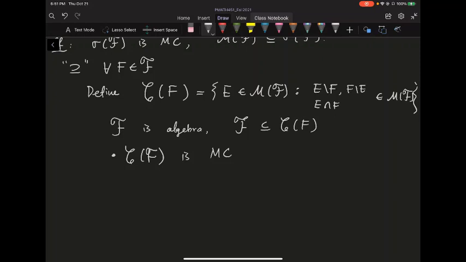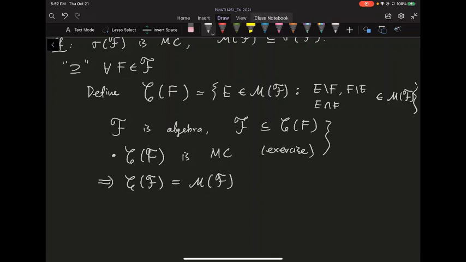You take a bunch of things in C of F. You only need to check it's closed under increasing chains and decreasing chains, and you can just follow the definition. This is something I'm not going to prove, so I'll say it's an exercise. It's really technical. But based on these two facts, we have another monotone class, which is a subset of M of F and contains F. Because M of F is the smallest, and now I have a smaller one, we know C of F equals M of F.